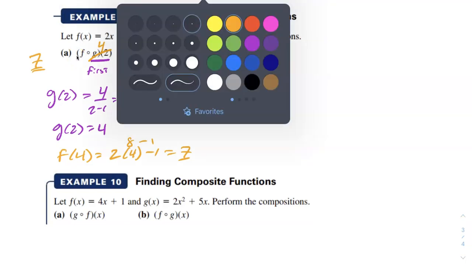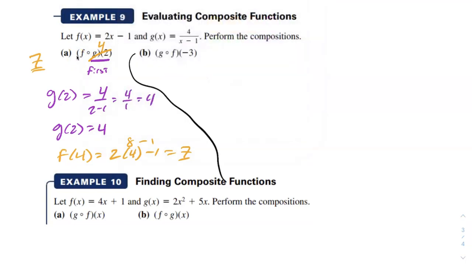So we're going to do it one more time, make sure we got it. Right, I'm going to do this first. So I'm going to figure out what f of negative 3 is. So we're going to substitute in for f. Again, negative 6 minus 1 is negative 7 this time. So I get negative 7.